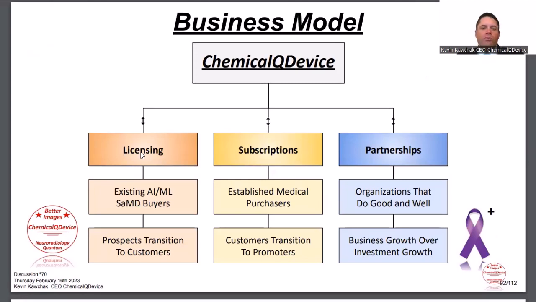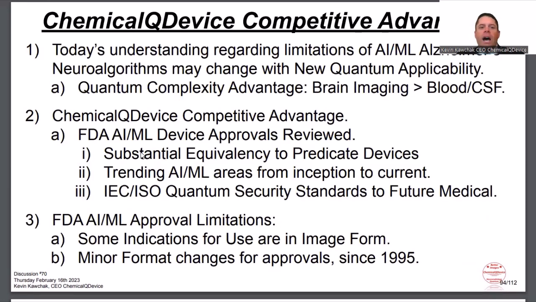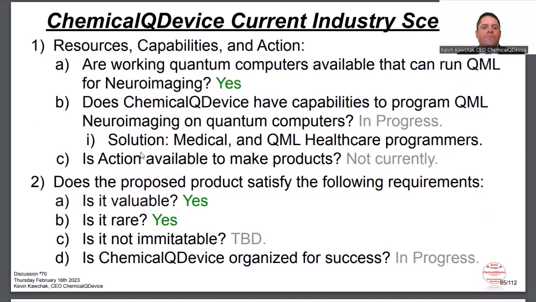I just got an invite to a leading East Coast university to go see their Alzheimer's Institute, connected to nearly 100 colleagues of some of the leading healthcare companies in the world. But it can be a mix between licensing, subscriptions, and partnerships. You'll see here the ask is for medical experts and quantum experts in these fields. And then this competitive advantage, with some of this FDA studies and literature, always referring back to what other people have done. And this is definitely in the works.